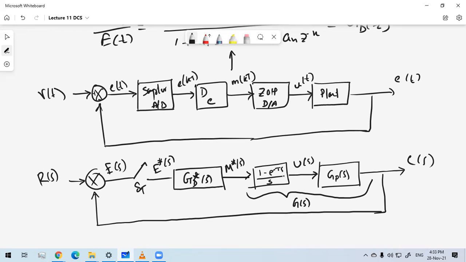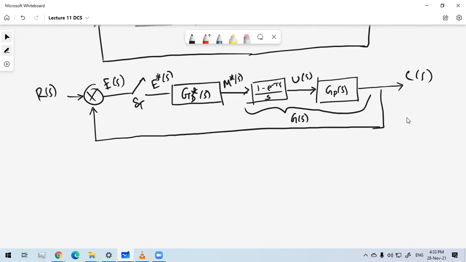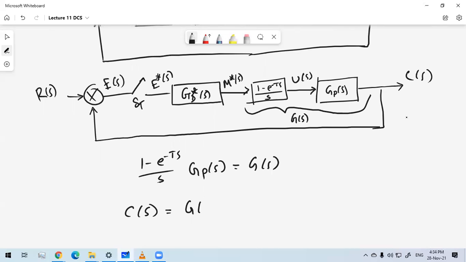Okay, so how can we find out the pulse transfer function of this particular case? So simple. Since we have assumed that those two are grouped together under G of S, we can easily write that (1 minus e to the minus Ts) by s into GP(s) will be our G(s). And what is our C(s), or the output? C(s) is just the multiplication of G(s), which is a summation of those two, and you have GD*(s), which is starred, as well as our error signal, E*(s).